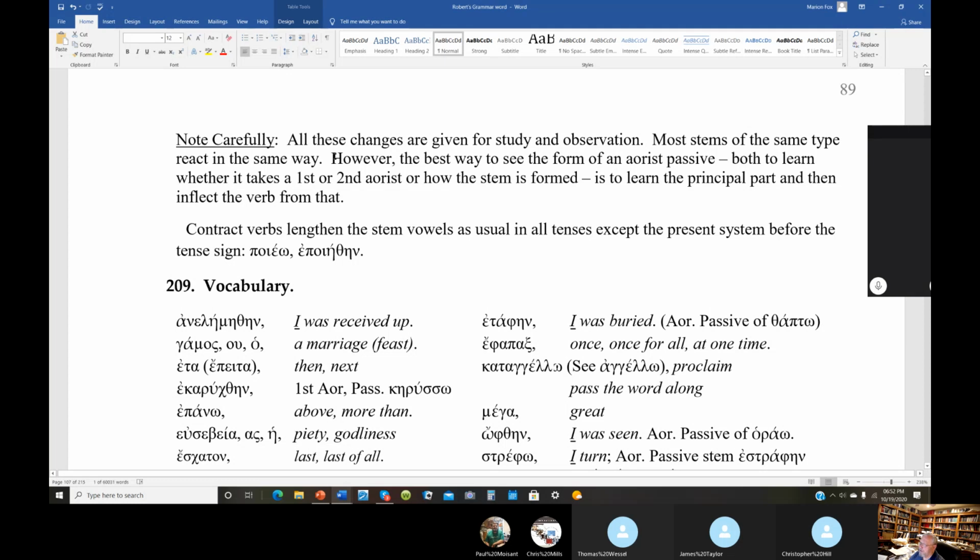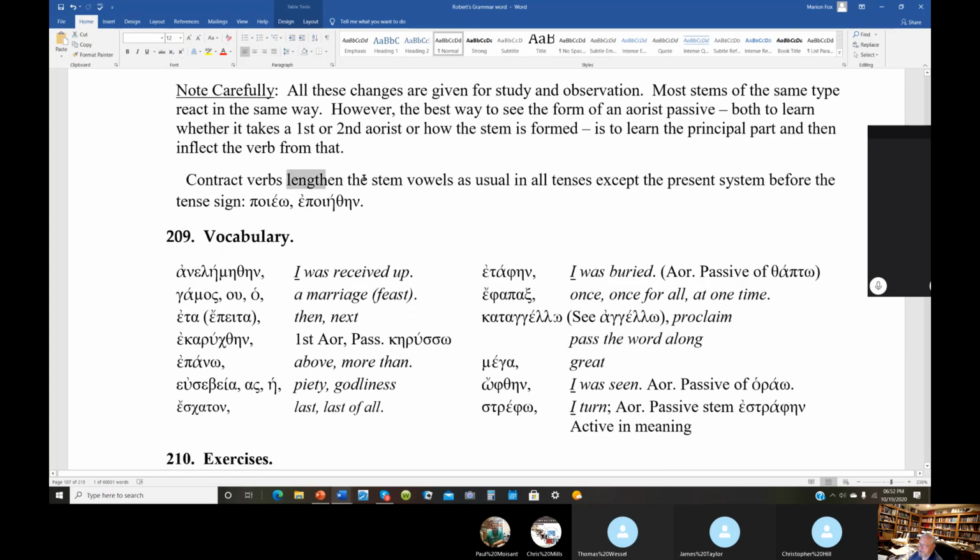And the best way to learn it is learn the principal parts. Now, what we're going to do is spend, I think, 2 lessons away from the principal parts. We'll be looking at them just in 2 more lessons. But our contract verbs lengthen the stem vowels as usual in all tenses except the present system. Before the tense sign, poieo, there's your contract vowel, and then the poi, and the epsilon lengthens into an eta. So your epsilon lengthens to an eta.